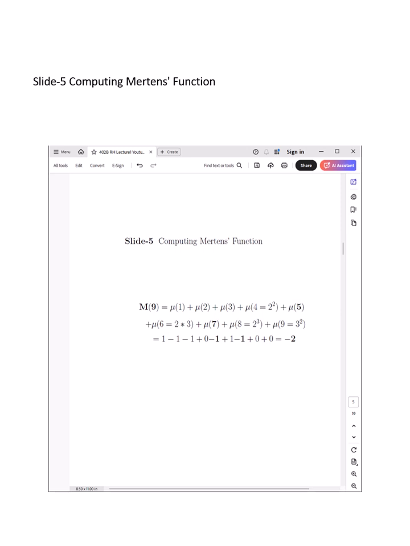So, for the number 9, after adding the plus ones and minus ones and ignoring the zeros, we get m of 9 equals minus 2. You may have observed mu of 5 and mu of 7 are highlighted in bold text. I will explain why shortly.